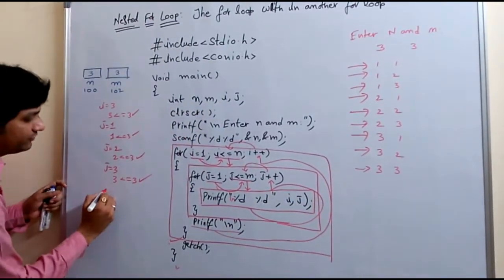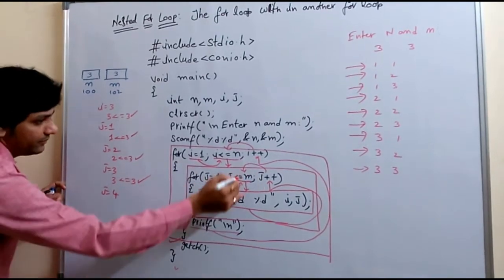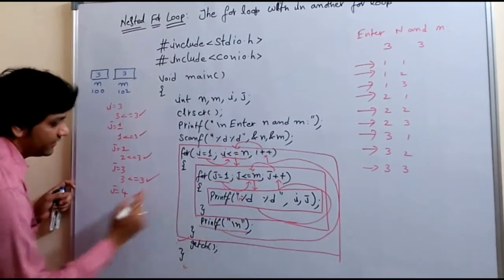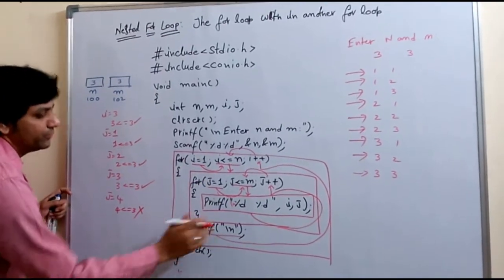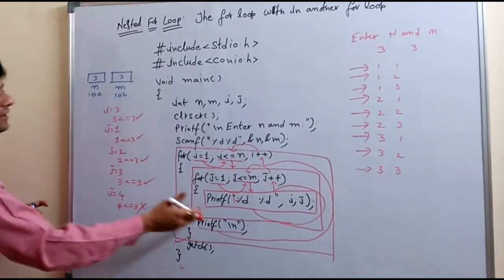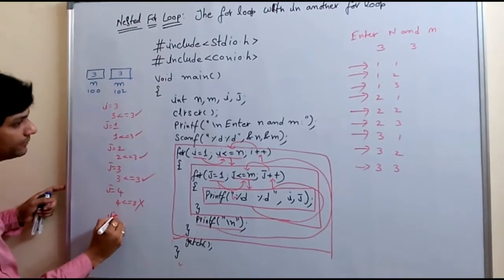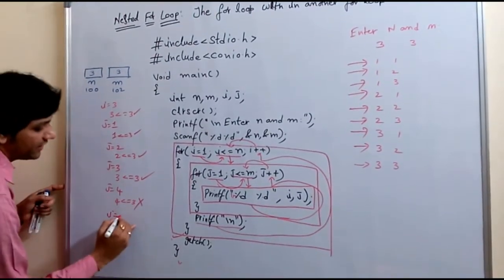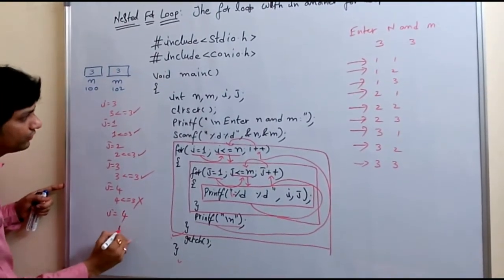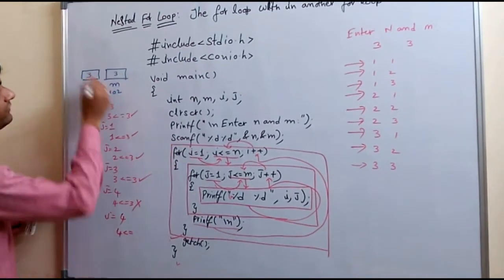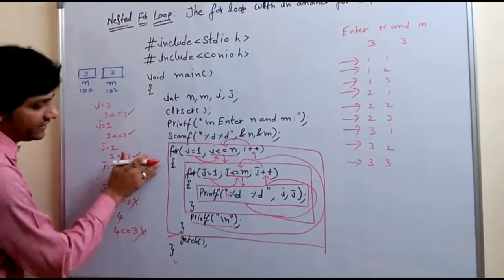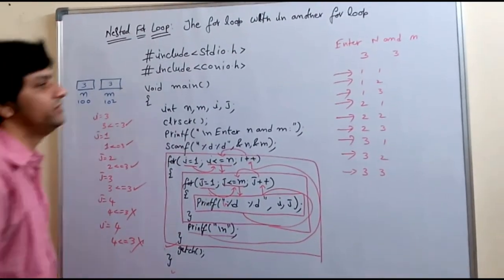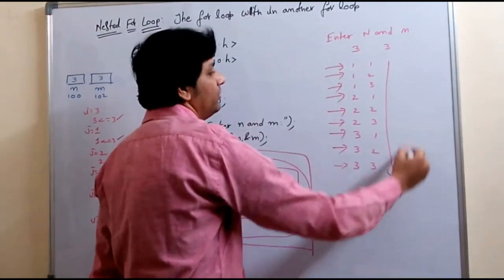Now j becomes 4. 4 less than or equal to 3 is false, so it comes outside of the loop. printf, a new line will be printed. Next, i plus plus. What is the previous value? 3. i becomes 4. 4 less than or equal to, what is the n value? 3. It is false, so it directly comes out of the loop. So this is the output.